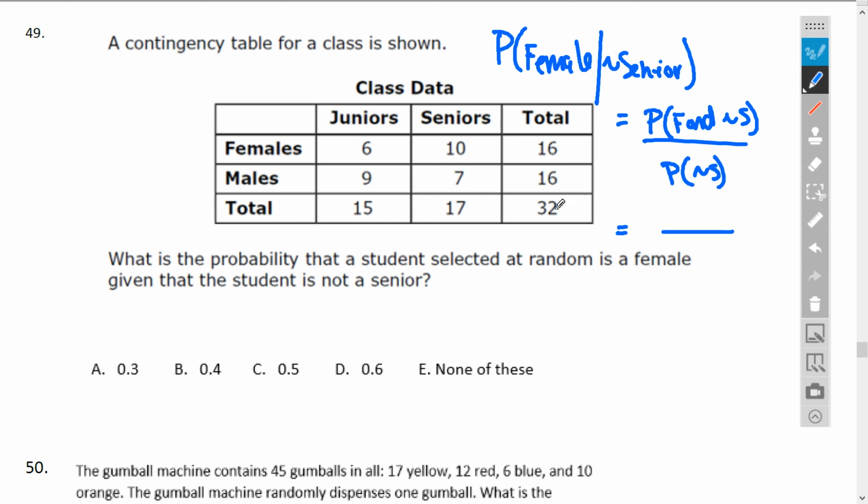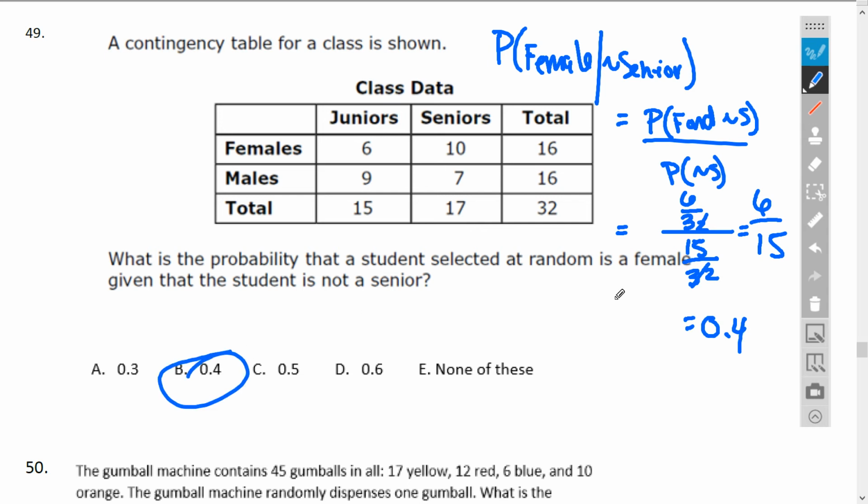Okay, so the total is 32, so both of these are out of 32. In the numerator, female and not a senior, so if they're not a senior, they're a junior, so there's 6 out of 32. And then the probability that they're not a senior, well, if they're not a senior, they're a junior. So there's 15 juniors out of 32. The 32s cancel, and we're left with 6 out of 15. And it looks like we're looking for a decimal here, so I'll just put that into my calculator. That comes out to 0.4, so letter B.